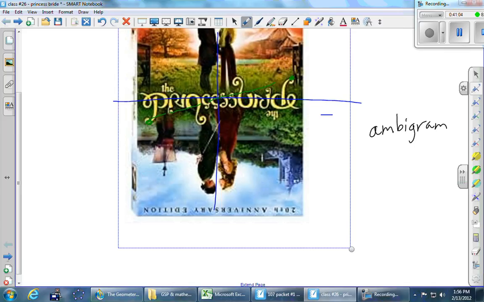Ambigrams actually played a pretty big role in the prequel to the Da Vinci Code. What was it called? Angels and Demons, I think. Anybody read that one? Anybody know what I'm talking about? There was this whole fire and earth and all these things that if you rotated the book, my God, it looks the same. These are ambigrams.